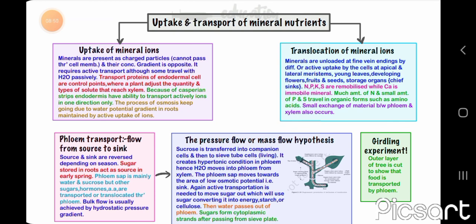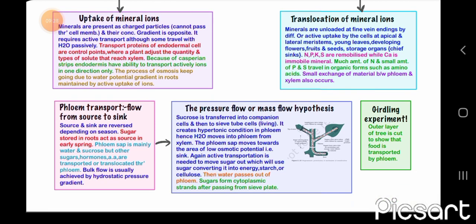Then translocation of mineral ions. Minerals are unloaded at fine vein endings by diffusion or active uptake by the cells at apical and lateral meristems, young leaves, developing flowers, fruits and seeds, and storage organs. NPKs are remobilized while calcium is an immobile mineral. Much of the N and small amounts of P and S travel in organic forms such as amino acids. Then small exchanges of material between phloem and xylem also occur.